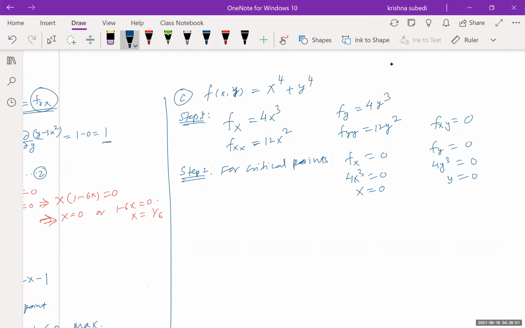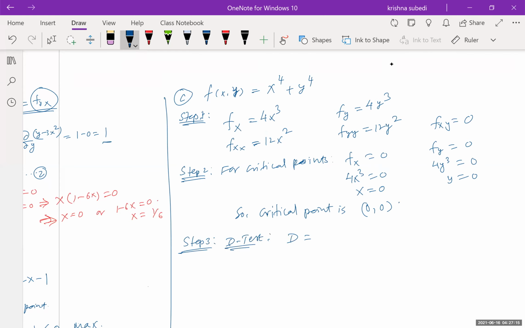Okay, so what we got here is that the only critical point is (0, 0). Step 3. Let's do the D-test.